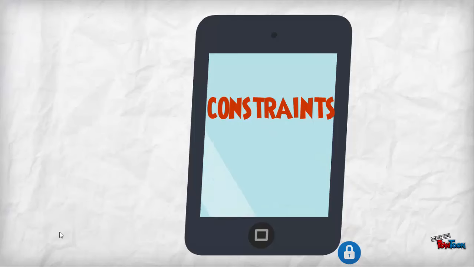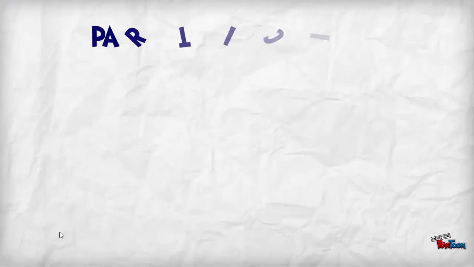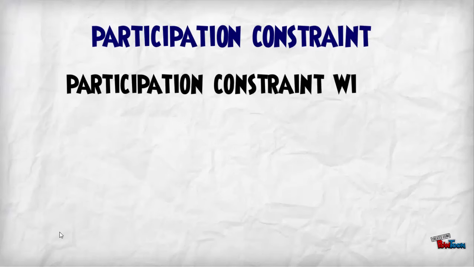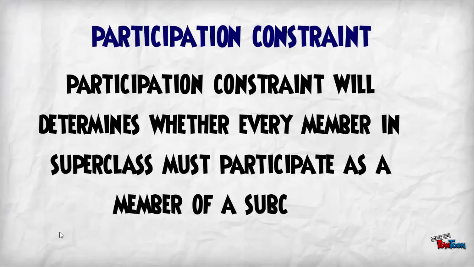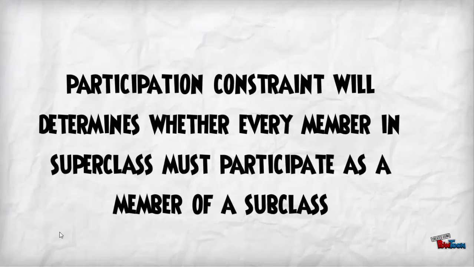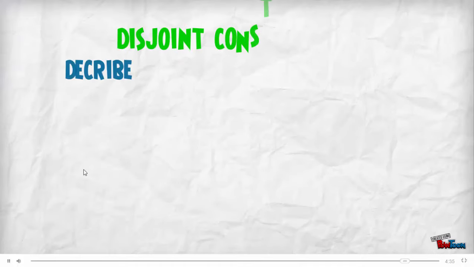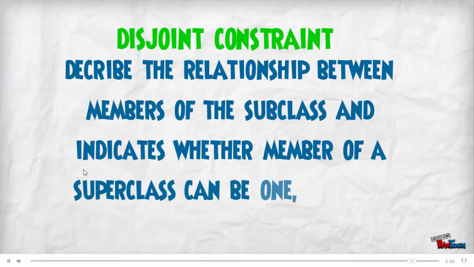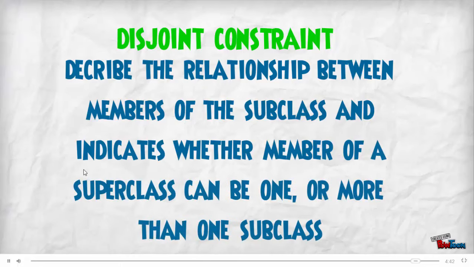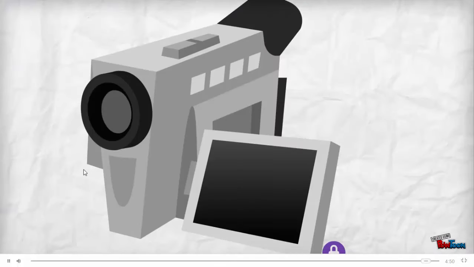And then constraint. There are two types of constraint. Firstly is participation constraint. Participation constraint will determine whether every member in a superclass must participate as a member of a subclass. Secondly is disjoint constraint. Disjoint constraint will describe the relationship between members of the subclass and indicate whether a member of a superclass can be one or more than one of the subclasses.